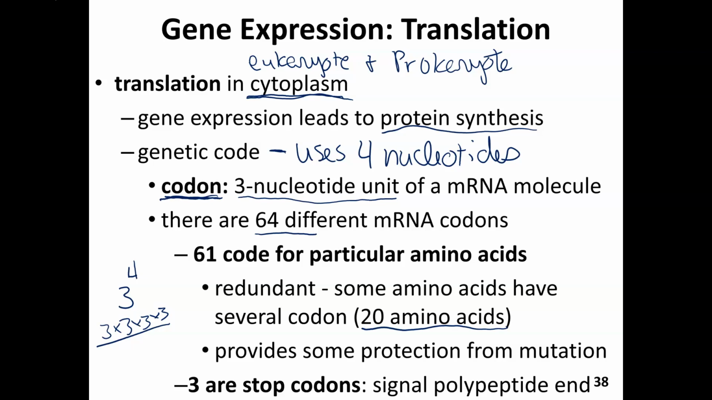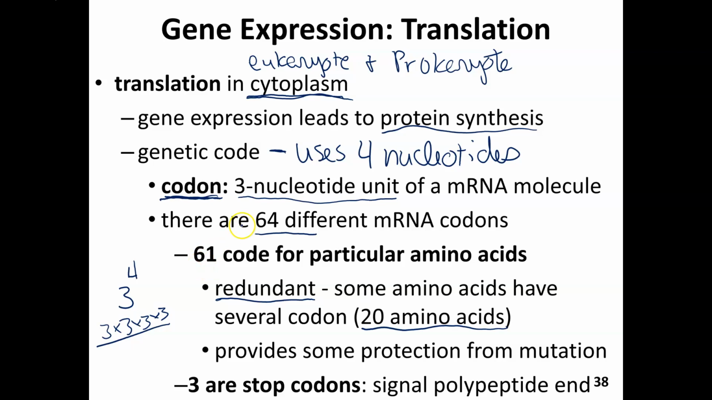And there are only 20 amino acids that make up every protein that makes us up, that makes bacteria, that makes plants. We all have the same amino acids, right? But there are 64 codes. So what that means is that the codon table is redundant. Redundant means that there are some amino acids that have multiple codons.